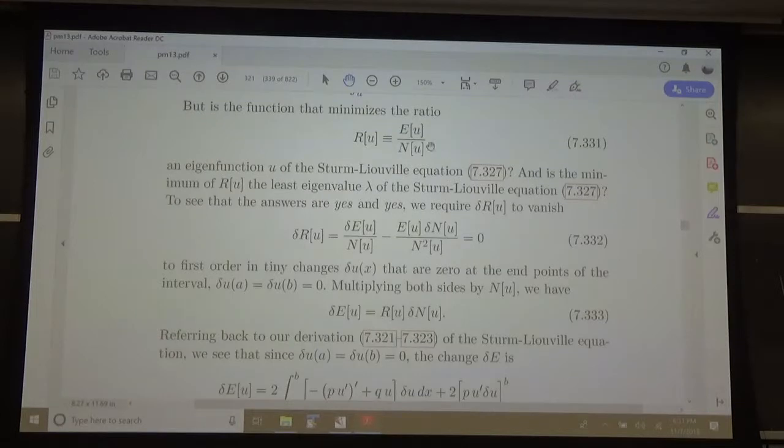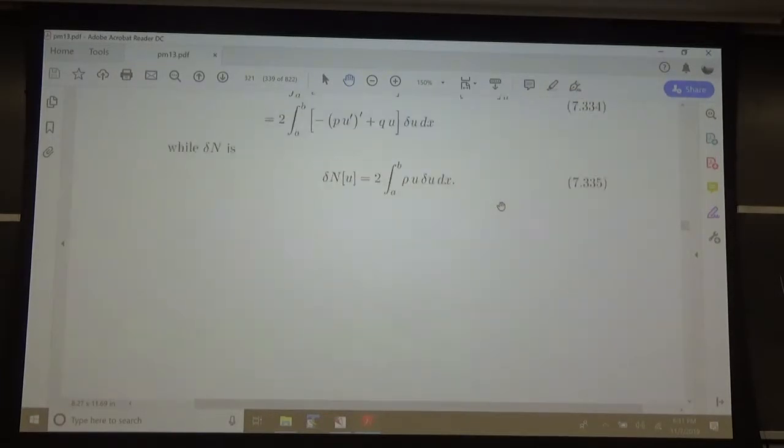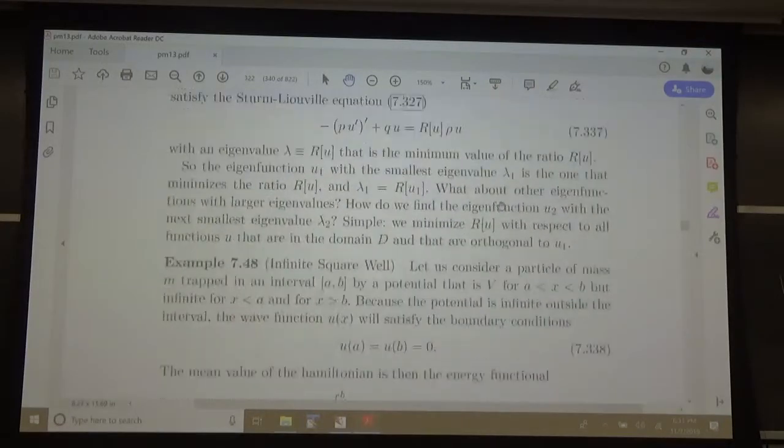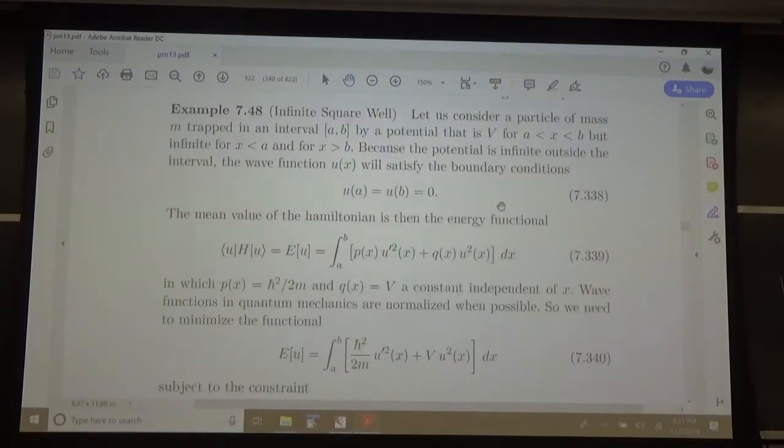We can ask, is the function that minimizes the ratio an eigenvalue of the Sturm-Liouville equation? The answer is yes. And is the minimum of the ratio the least eigenvalue lambda of the Sturm-Liouville equation? And the answers are both yes. So I think we can basically skip that and maybe go to an example, which is the infinite square well, which you've no doubt seen in quantum mechanics.